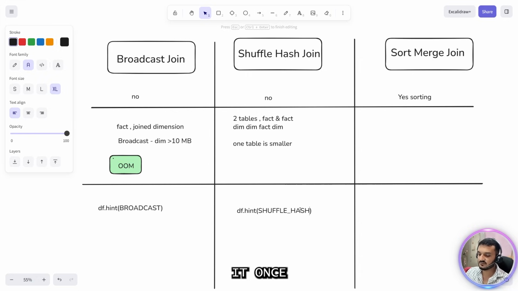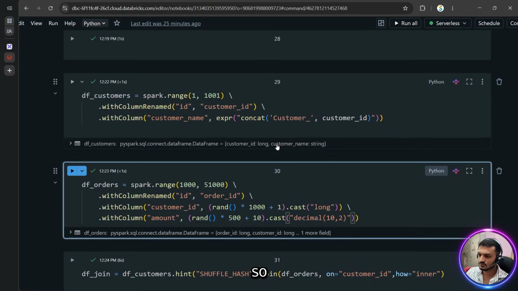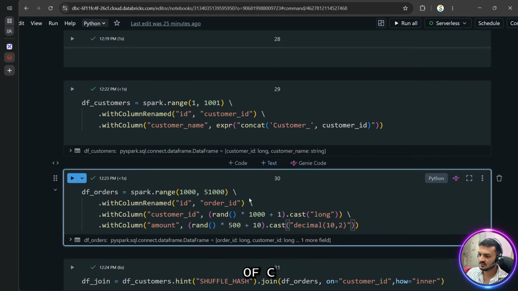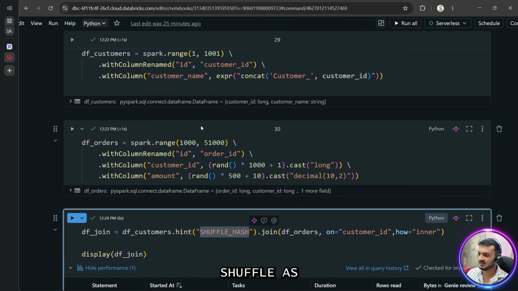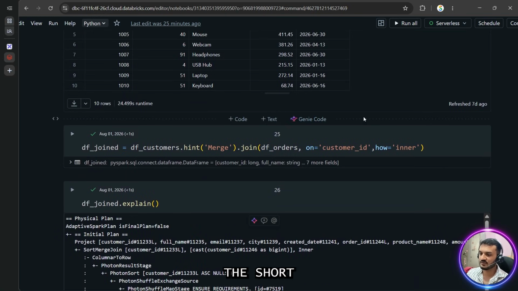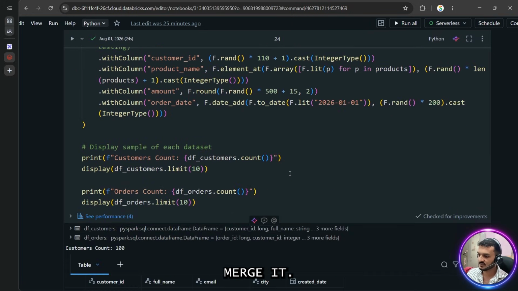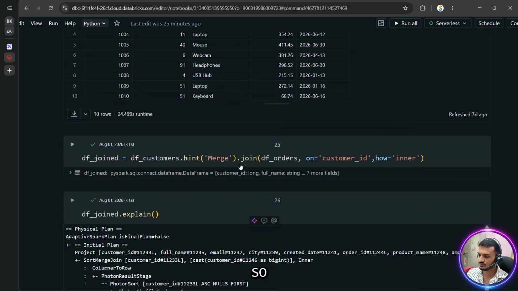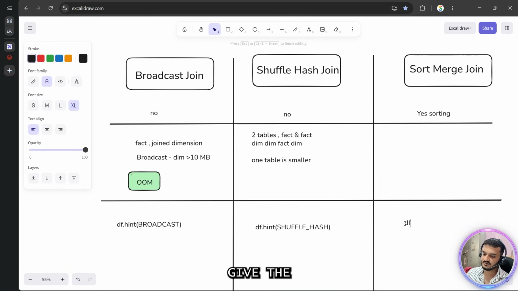Let me reconfirm it once from our code which we have seen. So this was our code, right? And we had given the hint of shuffle hash. And for the sort merge, you will give it as a merge when you are going to merge it. So where I am merging it, these are two data frames. So the hint will be the merge. So let's write it down here. You have to give the df.hint as merge.